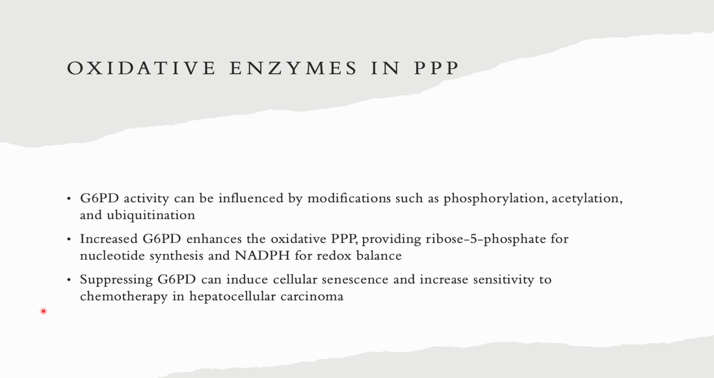So the main one I want to talk about on this slide is that suppressing G6PD can induce cellular senescence and increase sensitivity to chemotherapy in hepatocellular carcinoma. And the increased G6PD enhances the oxidative pentose phosphate pathway, providing ribose 5-phosphate for nucleotide synthesis and NADPH for redox balance.